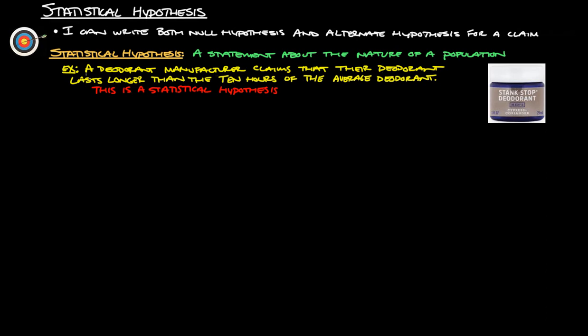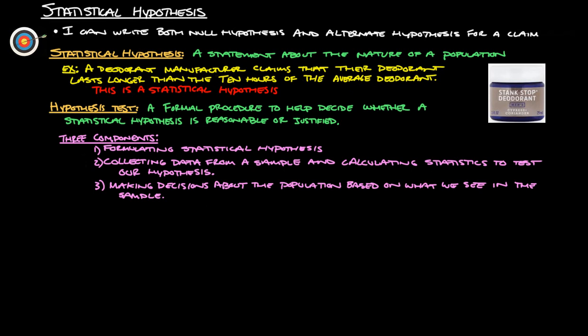What that means here is, for example, a deodorant manufacturer claims that their deodorant lasts longer than 10 hours, longer than the 10 hours of the average deodorant. This is a statistical hypothesis right here. So they're making a claim. Hypothesis tests is a formal procedure to help decide whether a statistical hypothesis is reasonable or justified.